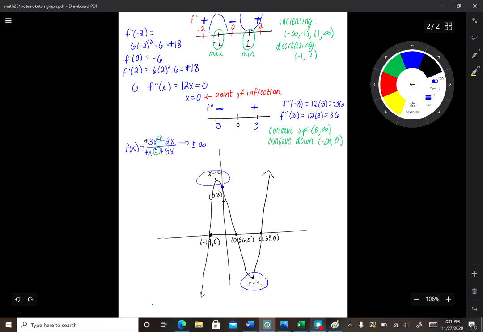So anyway, I'll let your instructor go through some more examples of this end behavior because it is kind of a case-by-case thing. But just remember that we have to look at the leading term on the top and the leading term on the bottom.